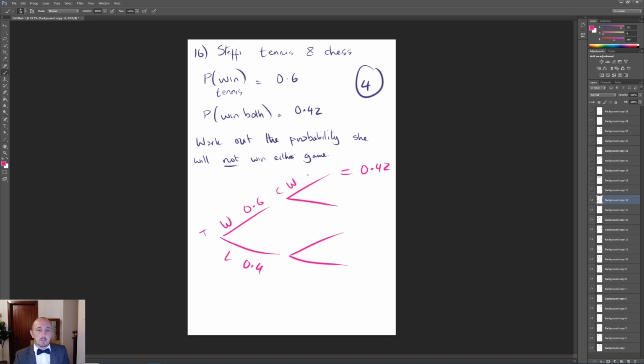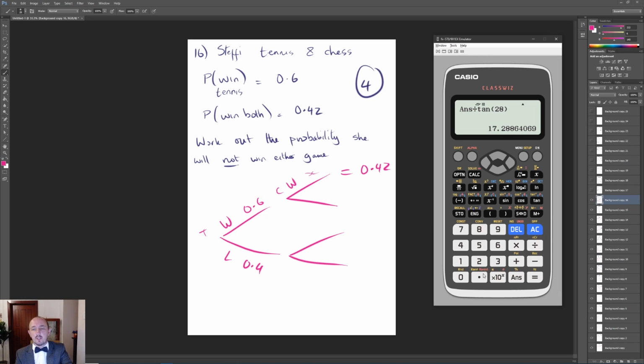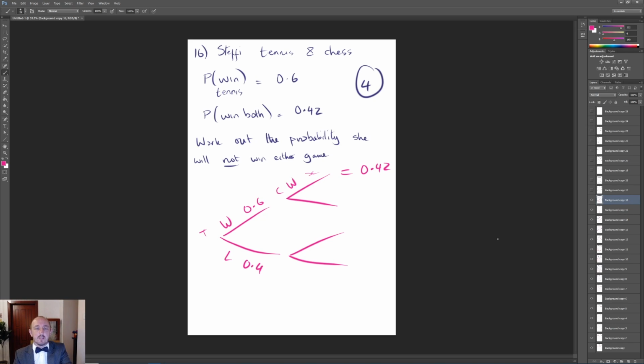So we don't know what that probability is yet, but we know that when we multiply these two, 0.6 times x, if you like, is 0.42. So we're going to divide those two, 0.42 divided by 0.6, and you get 0.7. So this one is 0.7, 0.3, 0.7, 0.3. And the probability that she will not win either game is going to be the bottom two branches, 0.4 times 0.3, which equals 0.12.